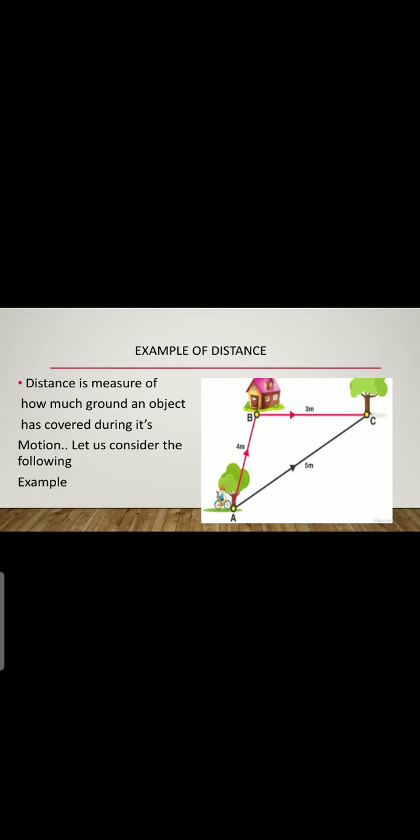So you can see the 3 points over here. The cyclist covers a distance of 4 meters from A to B. From B to C, the cyclist covers a distance of 3 meters, and from C to A, the cyclist covers a distance of 5 meters.